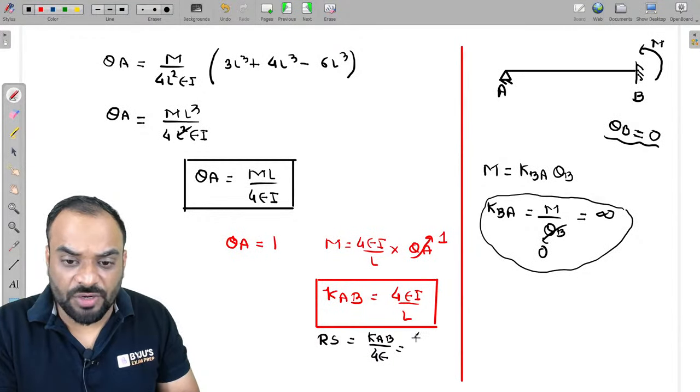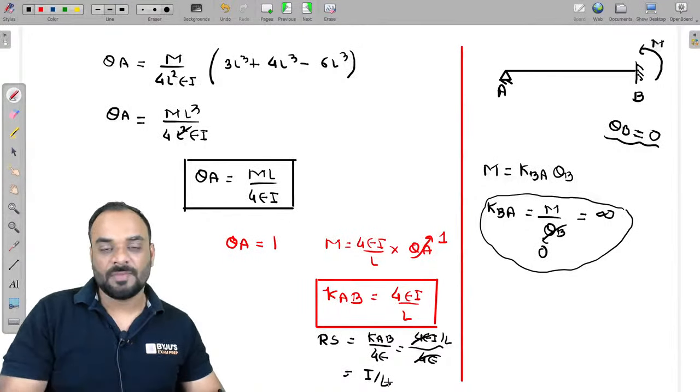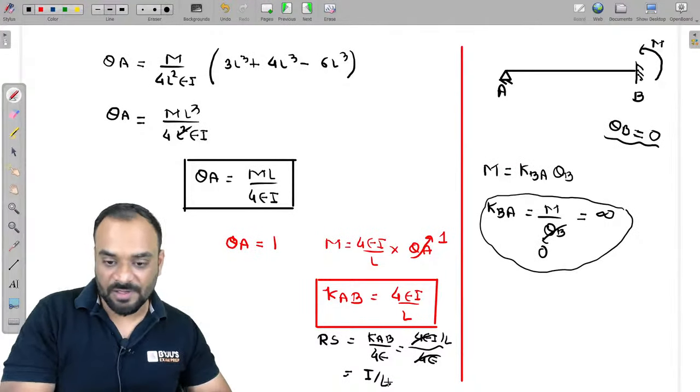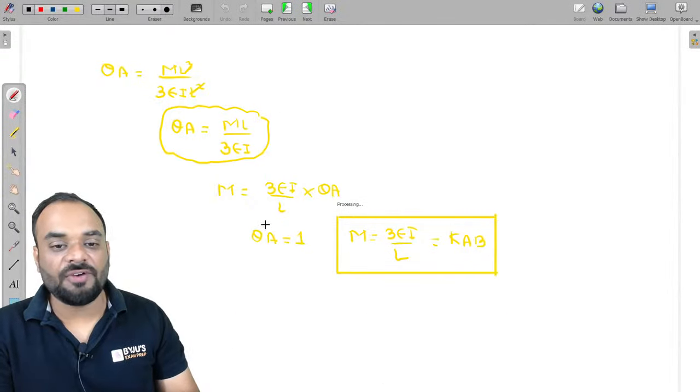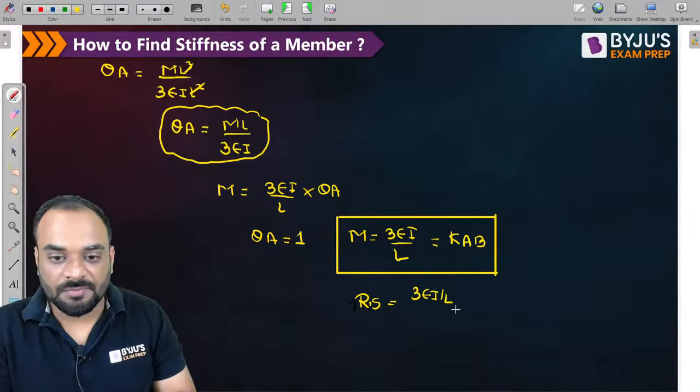Now if you write 4 EI by L divided by 4E, it will get cancelled and ultimately you will get I by L. So when far end is fixed, relative stiffness is I by L only, and this term does not depend upon the Young's modulus of elasticity, right? In the same way, when far end is hinged, what will be our relative stiffness? 3 EI by L divided by 4E. Cancel this, you will get 3I by 4L.